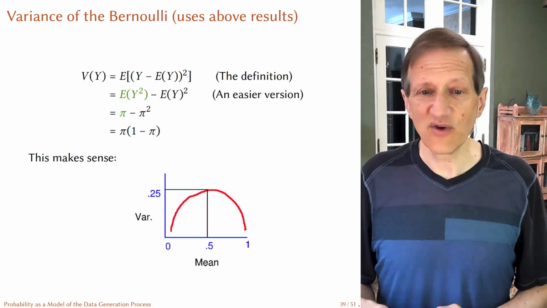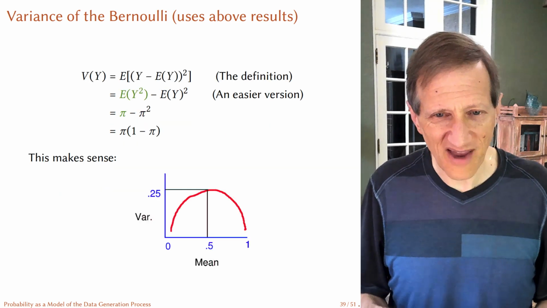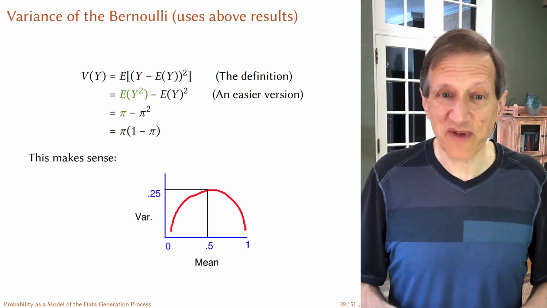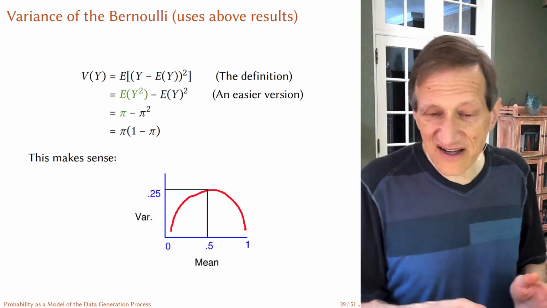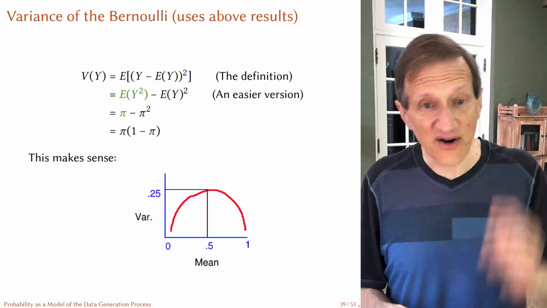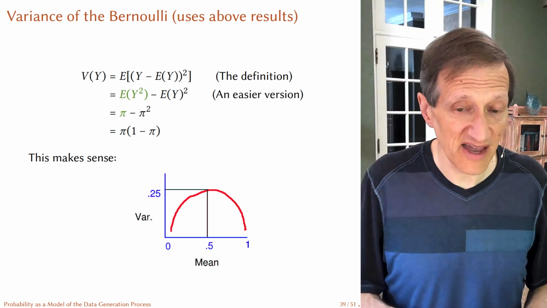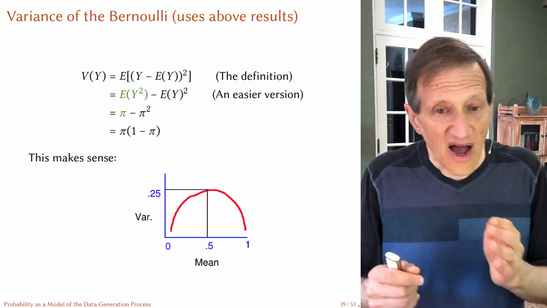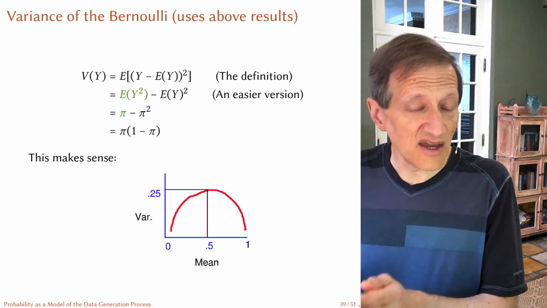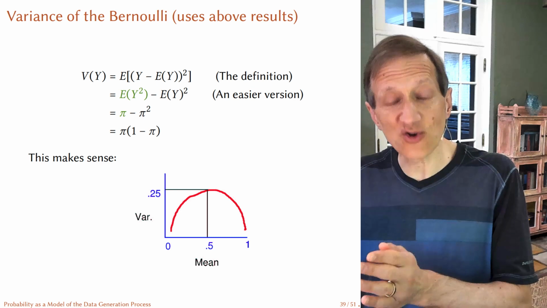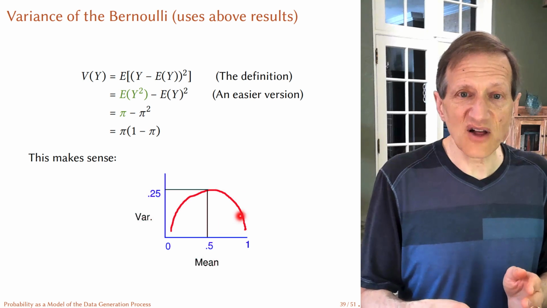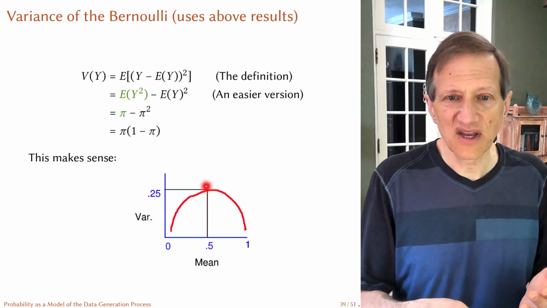This makes sense. We have this little beautiful handwritten graph here that I drew. The mean, the expected value, pi, is along the horizontal axis, can only go between 0 and 1. And the vertical axis is the variance, which is pi times 1 minus pi. And so if pi is 0, well, 0 times 1 minus 0 is 0. If pi is 1, then 1 times 1 minus 1 is also 0. So that's why the ends of these things are 0. And the largest possible variance in a Bernoulli is at 0.5.